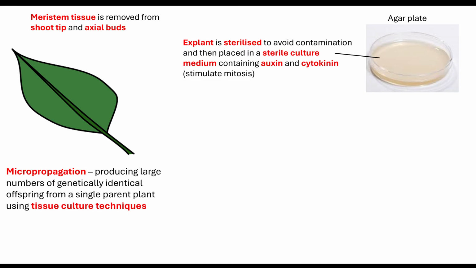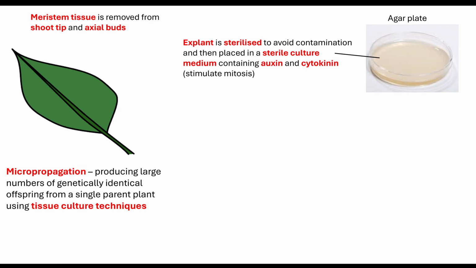Now, explant needs to be sterilized. We need to avoid any contamination, and so to avoid any contamination you need to have sterilized the explants that have been removed and then place them in a sterile culture medium. Now, we tend to use things like agar plates, or we could use a liquid broth. It just depends what it is that you are growing, but it's important you note your keywords: the explant, sterilized, and then placed into the sterilized culture medium.